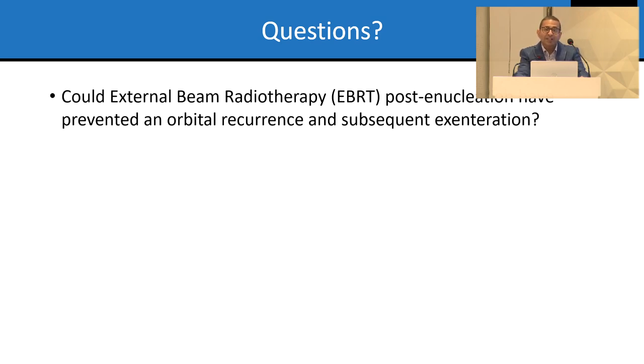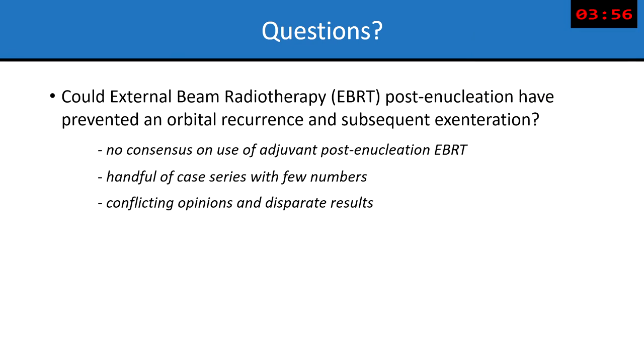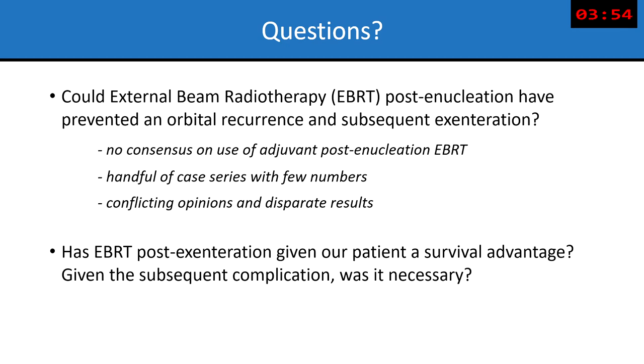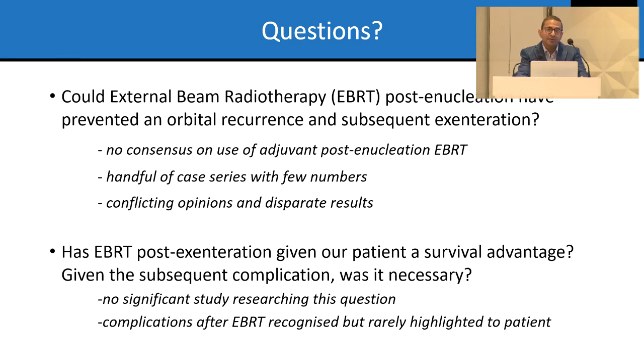Could we have given him radiotherapy after enucleation to prevent an orbital recurrence and the subsequent exenteration? The problem, of course, is there is no consensus. And if you talk to various peers, there are conflicting opinions. And then on the other hand, did we need to give him radiotherapy after the exenteration? Did we actually give him a survival advantage? And given the subsequent complication, was that really required? And once again, there is absolutely nothing in literature to give us a clear steer on what to do.